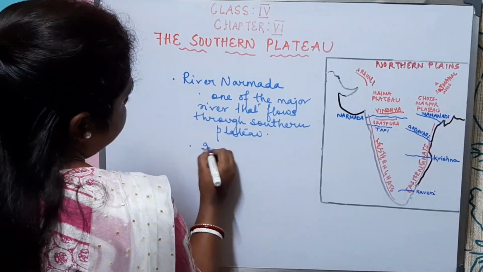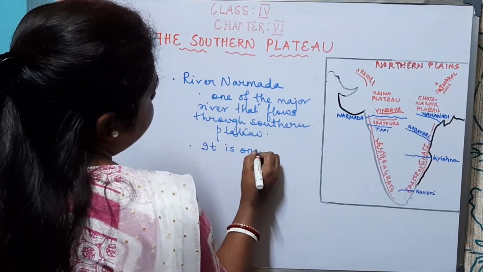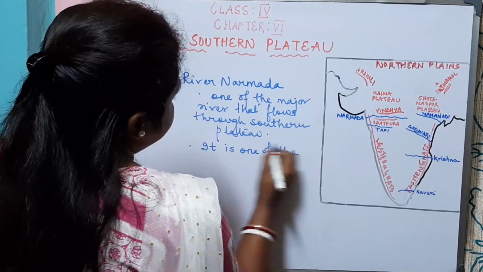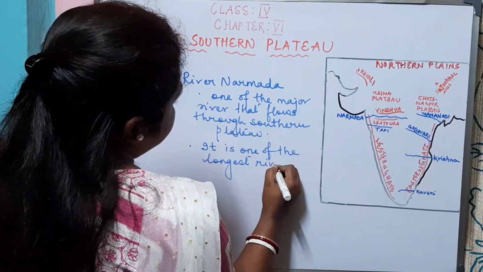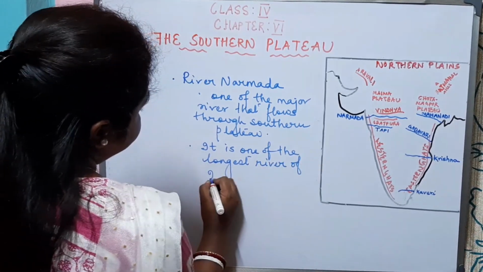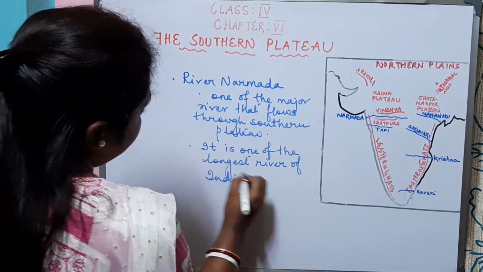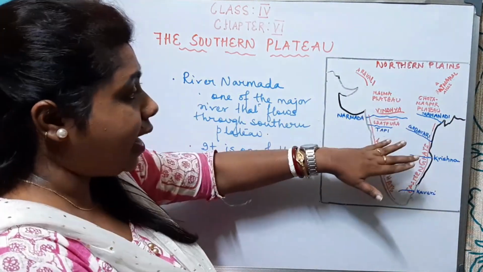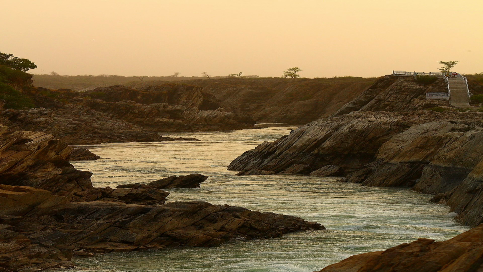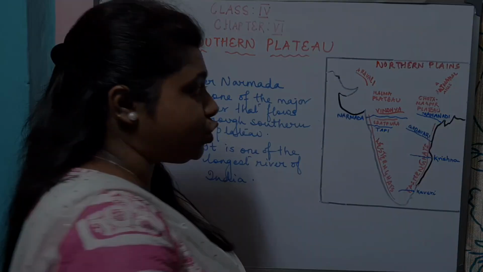And also it is one of the longest rivers of India. The river Narmada forms the Narmada Valley, which divides the Southern Plateau into two parts. Now let us see which are the two parts into which the Southern Plateau is divided.